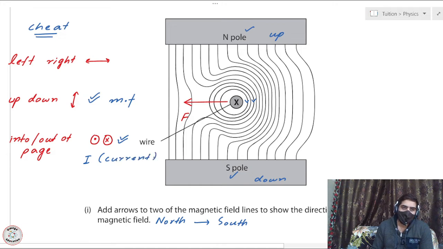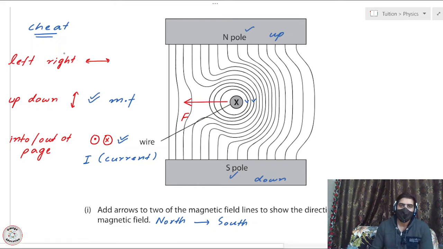So you're left with two possible sides, left and right. Now your force cannot be directed upward or downward. It cannot be directed into or out of the page because these sides are already occupied by magnetic field and current respectively. And the force has to be perpendicular to both of these, so it has to be either towards left or towards right. Now you have a 50% chance of getting it right.